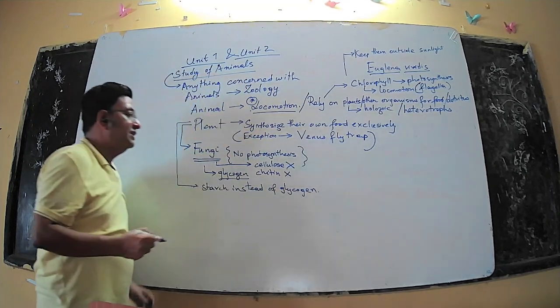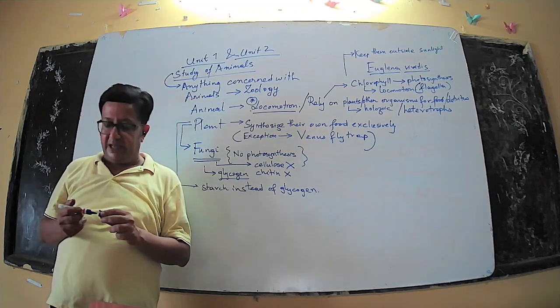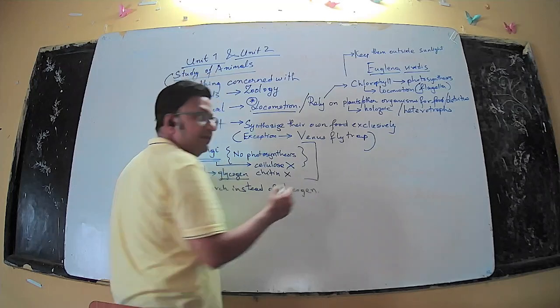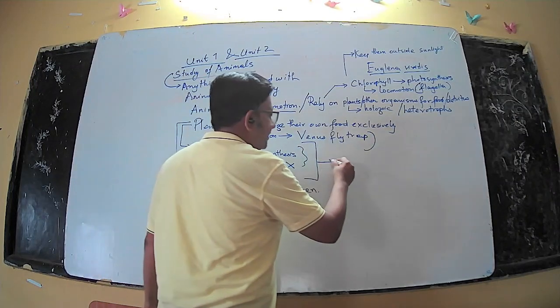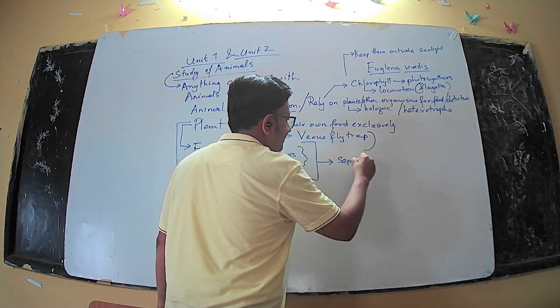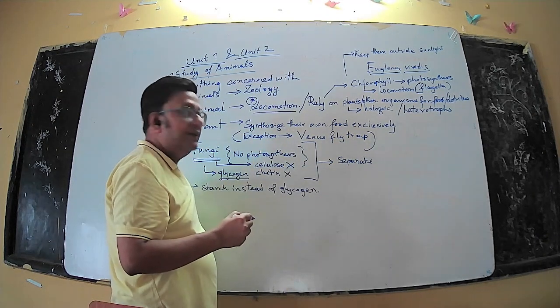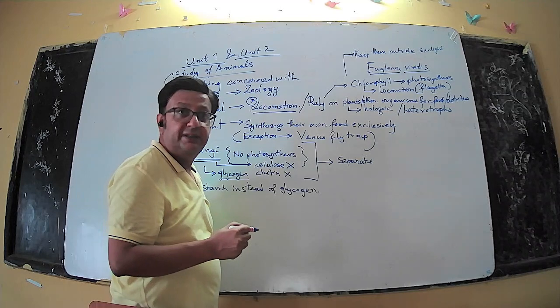They have starch instead of glycogen. So nowadays they don't put them under plants. They have been given a special, separate kingdom. Chitin is not present in plants. It's present in animals.